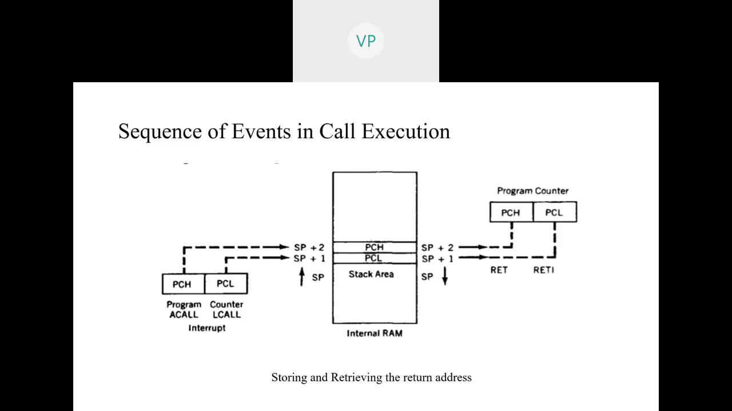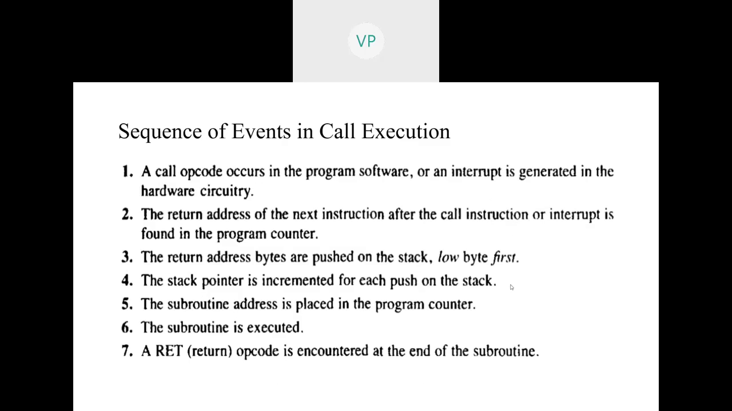If you see, the sequence of events which takes place during call execution are summarized here. Now a call opcode occurs in the program software or an interrupt is generated in the hardware circuitry. That's what I said: whether the call instruction is explicitly called in the program or implicitly included in the interrupt request, the sequence of events remains the same. Once the call opcode is called, the return address of the next instruction after the call instruction or the interrupt is found in the program counter.